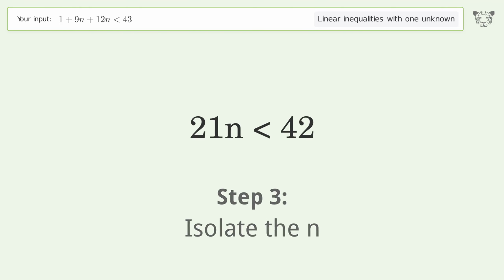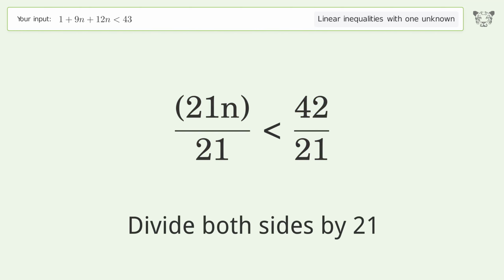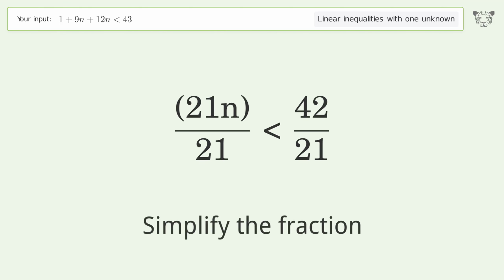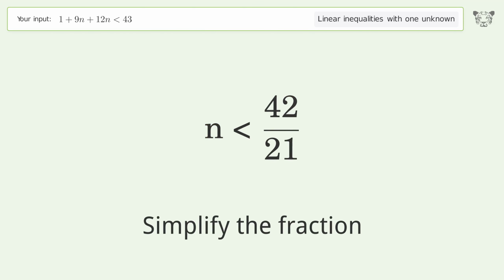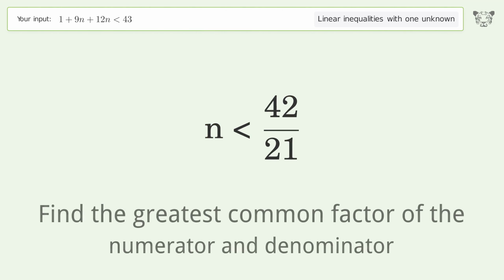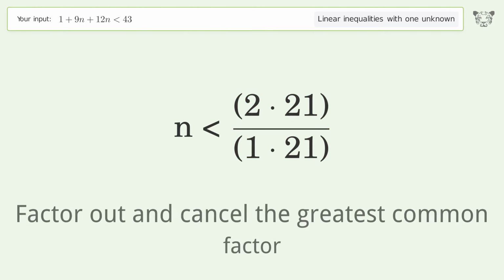Isolate the n. Divide both sides by 21. Simplify the fraction. Find the greatest common factor of the numerator and denominator. Factor out and cancel the greatest common factor.